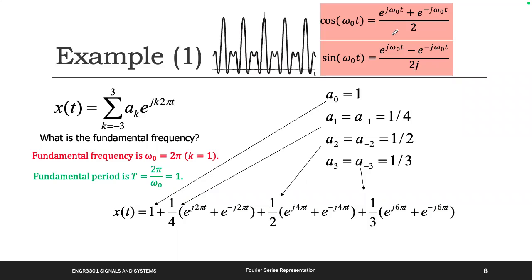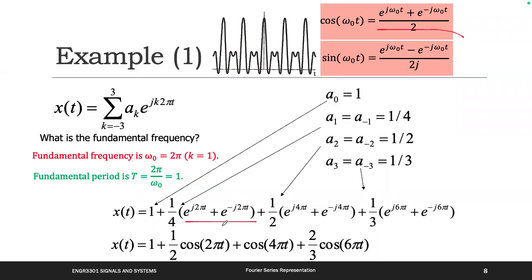Just remember the Euler equation is very important in this class. It can be transferred between the two forms. Compare this one and this one. Did you notice it's very similar? Which means you can convert this to cosine, so you can get this one. Does that make sense to you?